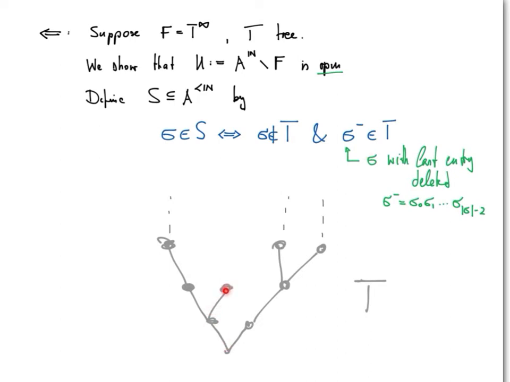Now any extension of this, like this here, would go into S. So this string sigma is in S, and this would be sigma minus, which is in T, but the extension itself is not on T. Likewise, this extension here would be in S, as would this string here, and this string here. The strings marked green here indicate strings that have to go into S.